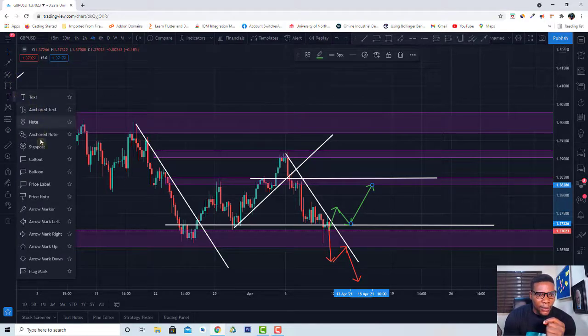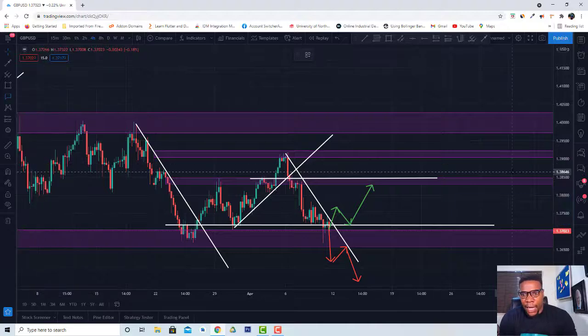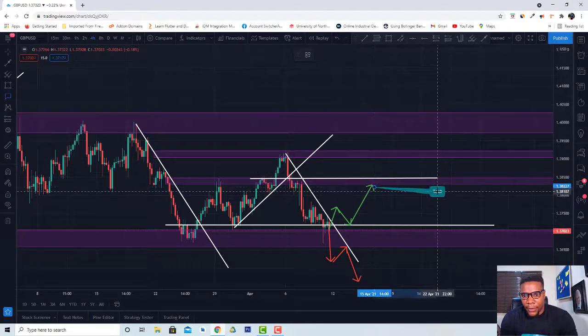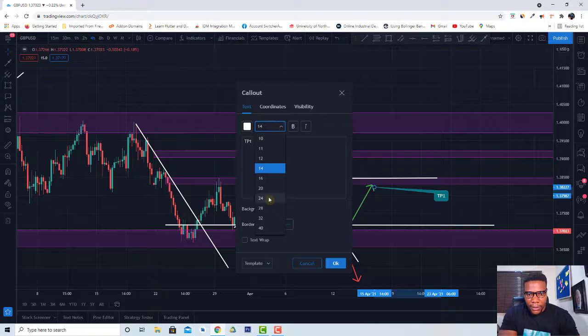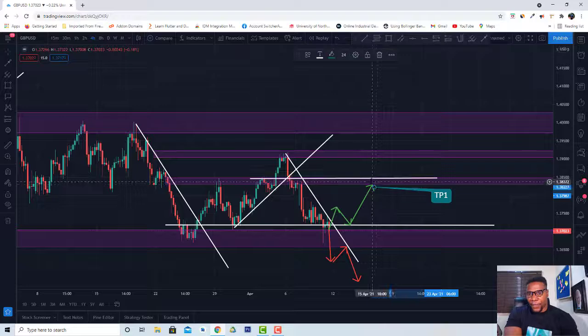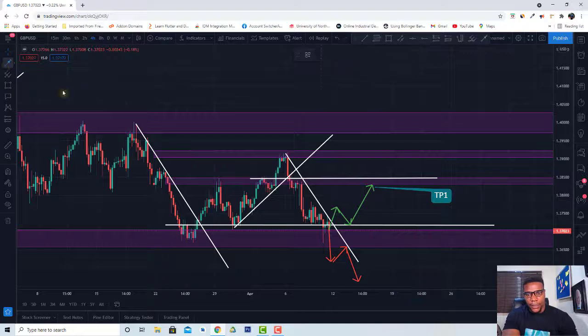I'm going to write it out. So these are our expectations for the next week coming tomorrow. So this is what we call our TP1. So I'm going to put it out there for you guys. So this is our TP1. All right. Then if we have a successful break right here, our TP2 will now be the next resistance zone. That is from here right down to this level. So this will be our TP2.